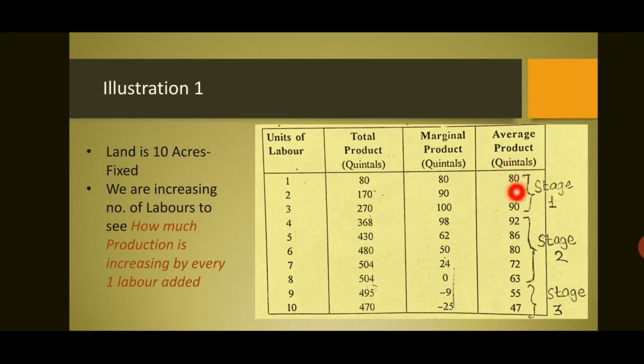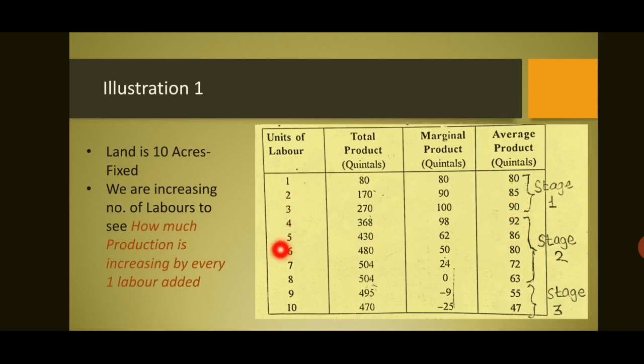See, when we have only one labor, the average product is 80 by 1, that is 80. Then we have added the second labor. Our average production is 170 by 2, that is 85 units, quintals. Then we have added one more labor. Then we have total production of 270 by 3, that is average production between all labor is 90. Then we have added one more labor, and our total production is 368 quintals. Divided by 4 is 92.